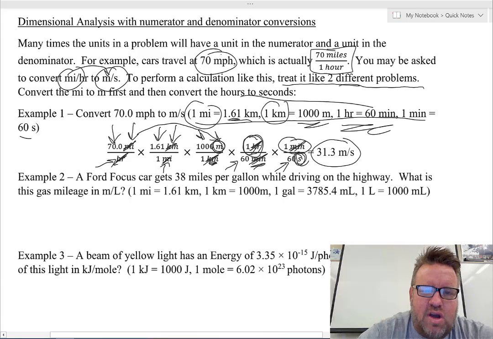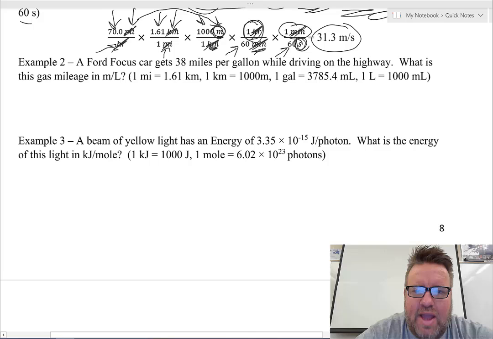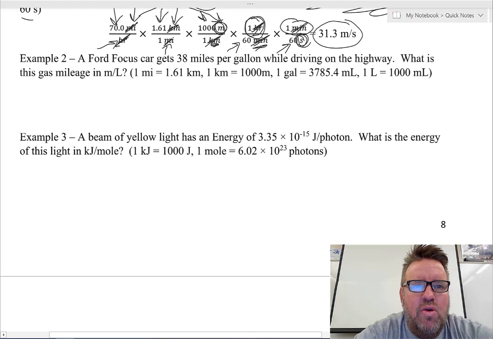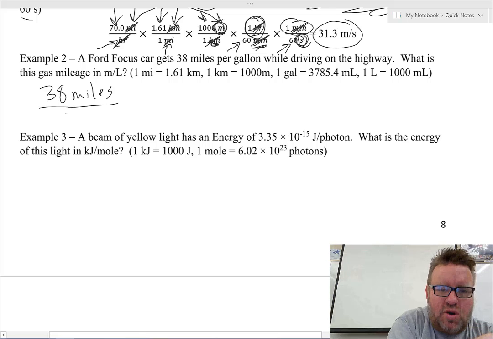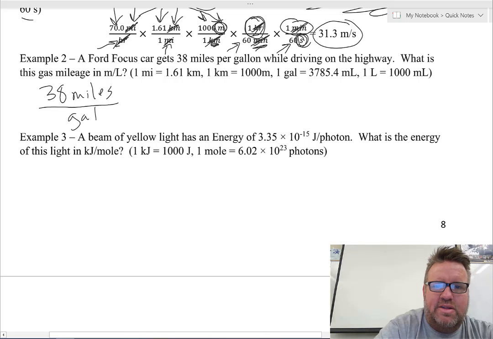Okay, example 2. A Ford Focus car gets 38 miles per gallon while driving on the highway. What is this gas mileage in meters per liter? Okay, so let's start by writing down the information that they give us. 38 miles per gallon. That means over gallons.